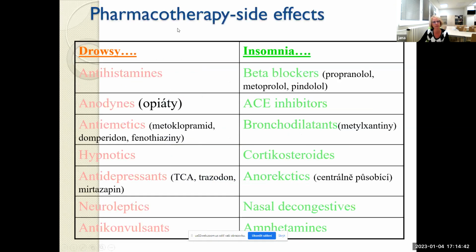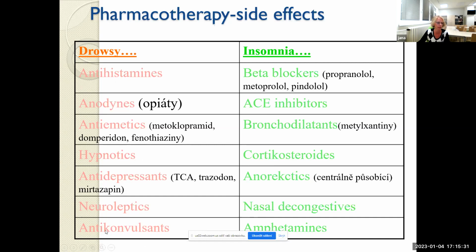We have to be aware that some medicaments can also provoke sleep disorders, drowsiness or insomnia. So please, when you recommend any medicine to your patient, be aware of side effects. Check it if you are not sure, so as not to make the patient even more sleepy or even more insomniac than they already are. Some beta blockers can provoke insomnia, so patients will not be sleepy. Corticosteroids can do it too, as can anorectics, nasal decongestants, and amphetamines. And anticonvulsants, neuroleptics, antidepressants, hypnotics, antiemetics, anodynes, antihistamines can all make the patient sleepy.